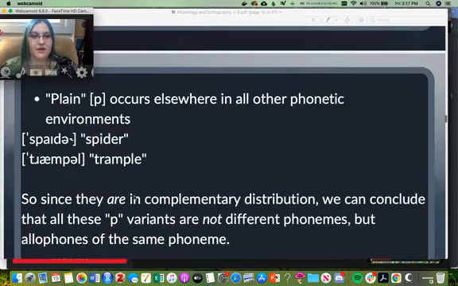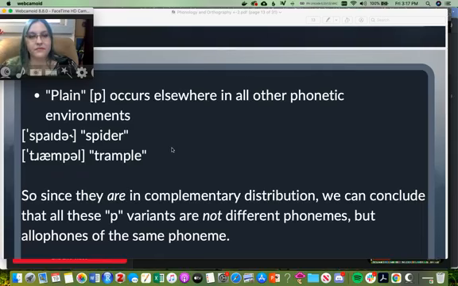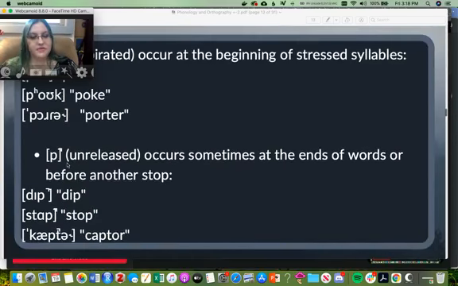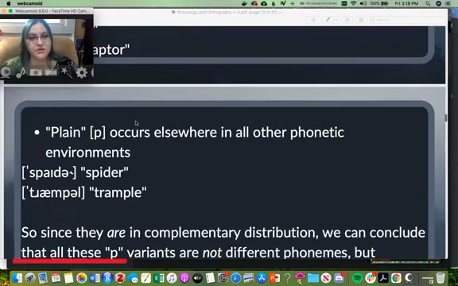So plain P, as I'm calling it, occurs elsewhere, in all other phonetic environments. So here it is at the beginning. Here it is in a stressed syllable, but it's not the beginning, right? There's an S here. So spider. Here it is at the beginning of an unstressed syllable, trample. So here you get regular P. So the phonetic environments, or the places where they occur in the language, are mutually exclusive.